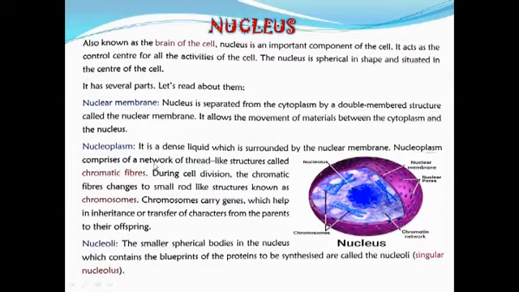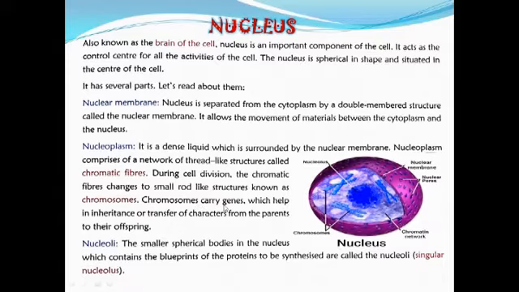Nucleoplasm comprises of a network of thread-like structures. Now here you can see the thread-like structures, okay, and this is called chromatin network or chromatin fibers. During the cell division, these chromatin fibers change into rod-like structures. Can you see here something like X? So these are the ones which are called chromosomes.